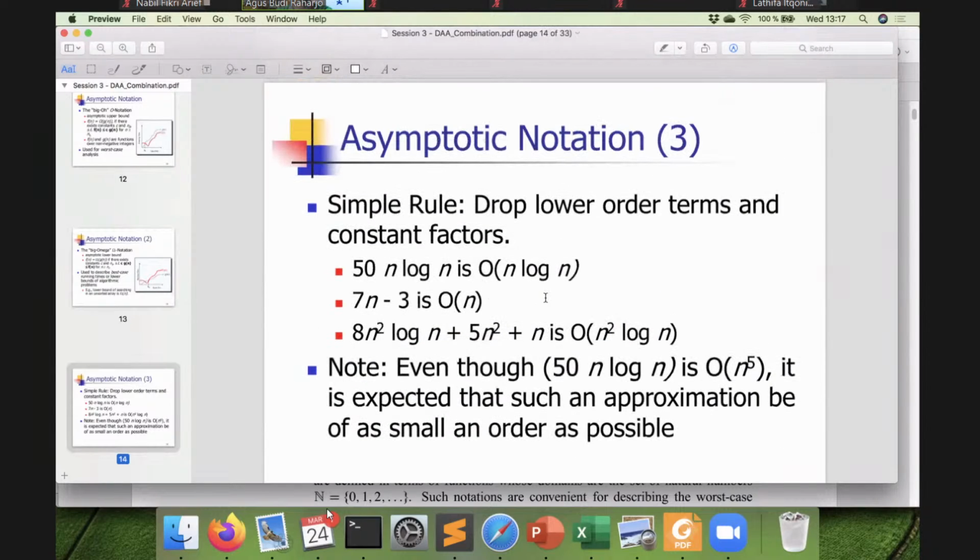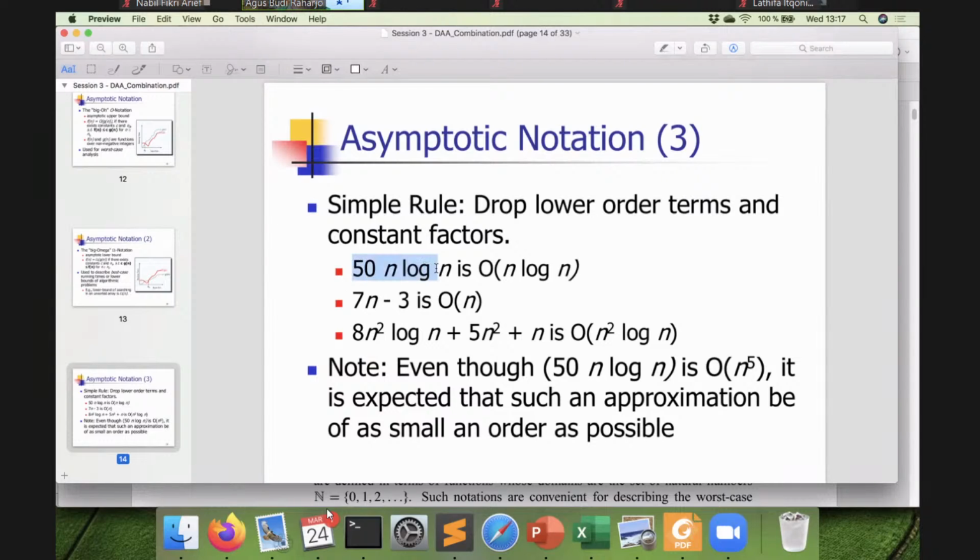And asymptotic notation, that simple rule: drop lower order terms and constant factors. So the rule to calculate the asymptotic notation is we have to drop the lower order terms and constant factor. As you can see over here, or if you remember what I said previously, imagine you have a polynomial function or equation, and then you have to drop the lower order terms and only consider the highest. Plus, you have to drop also the constant factor.